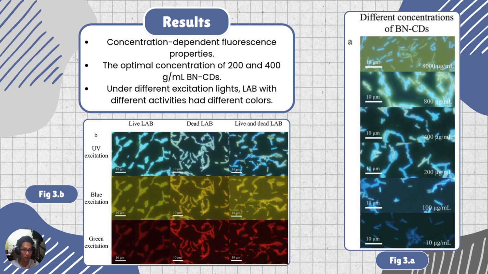From Figure 3B, it can be observed that at different excitation wavelengths, the different LAB activities display distinct and different colors. Under UV light, live LAB and dead LAB exhibited blue and green colors, respectively. Under blue light, they appeared green and yellow, while under green light, they were deep red and bright red, respectively.